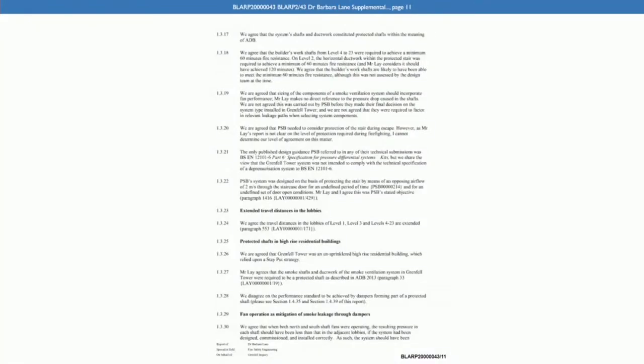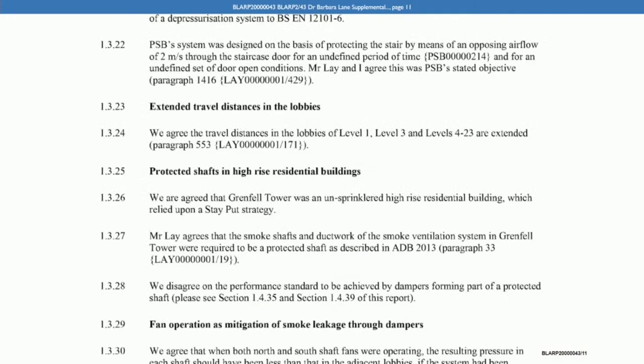If we look at 1.3.27 on that, towards the bottom of that page, she says, "Mr. Lay agrees that the smoke shafts and ductwork of the smoke ventilation system in Grenfell Tower were required to be a protected shaft as described in ADB 2013." That's correct, yes? Yeah, I think so, yeah.